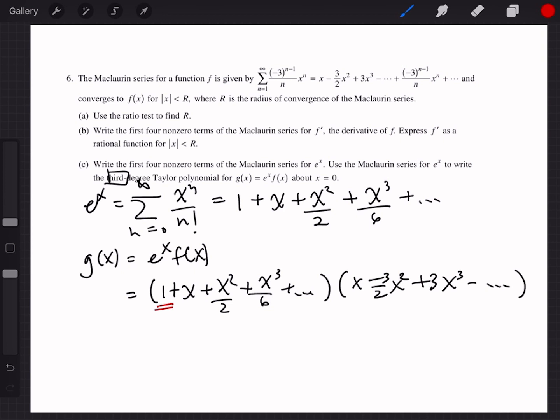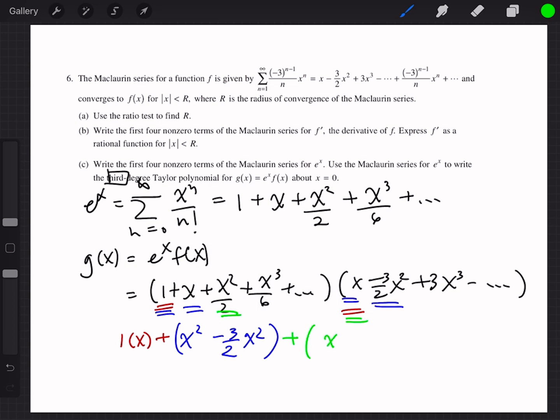It's impossible to get x to the 0 or a constant here, so let's begin with x to the first, which here is only made up by 1 times x. X to the second power can be made by multiplying x times x and negative 3/2 x squared times 1. Since it's impossible to get any more, we move on to x cubed, which can be made by x squared over 2 times x, x times negative 3/2 x squared, and 3x cubed times 1. The question asks for a third degree Taylor polynomial, so this is as far as we need to go.